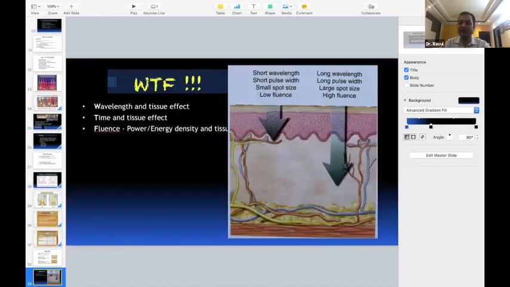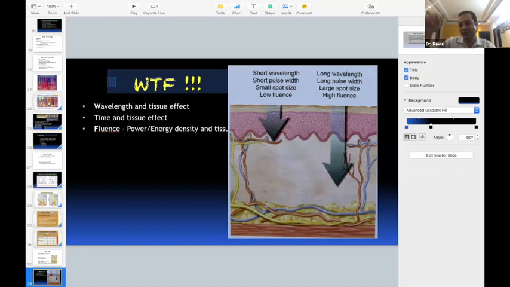Now this is a very important slide. I really like it. It's a WTF, you can understand what it means. What it shows is, on the left side, if you keep shorter wavelengths like a KTP laser, visible spectrum lasers as we discussed, it will be superficial. Short pulse width will be superficial. Small spot size will be superficial, and low fluence. Low fluence means less wattage because you don't want to put in too much energy.